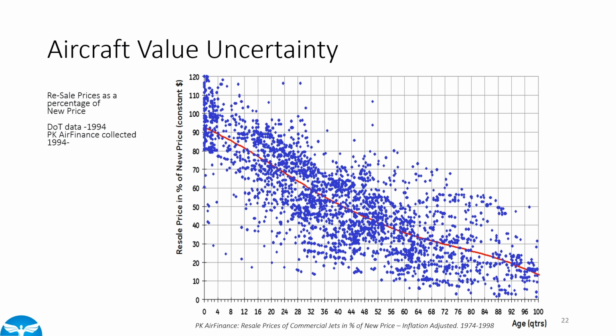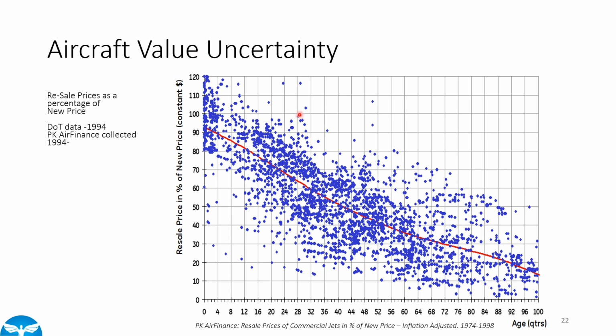So to illustrate the uncertainty around aircraft values, I'm showing this chart that we collected and put together when I was with PK Air Finance. We just got a lot of data from the US Department of Transportation that had a requirement for US airlines to report trading prices of aircraft until 1994, and after that we had a spy network we operated to collect transactions that we recorded in this database, and we plotted this chart.